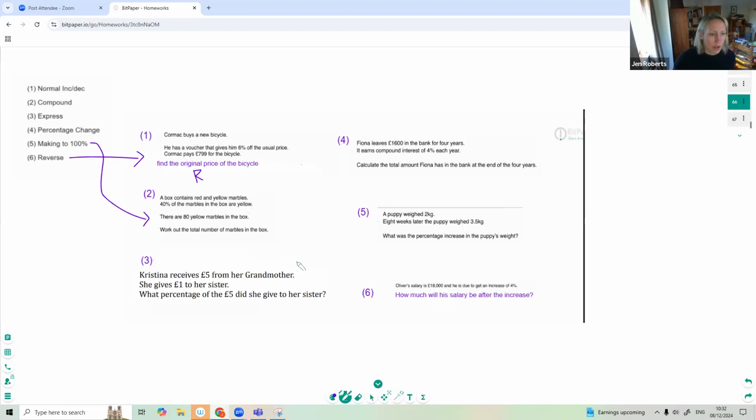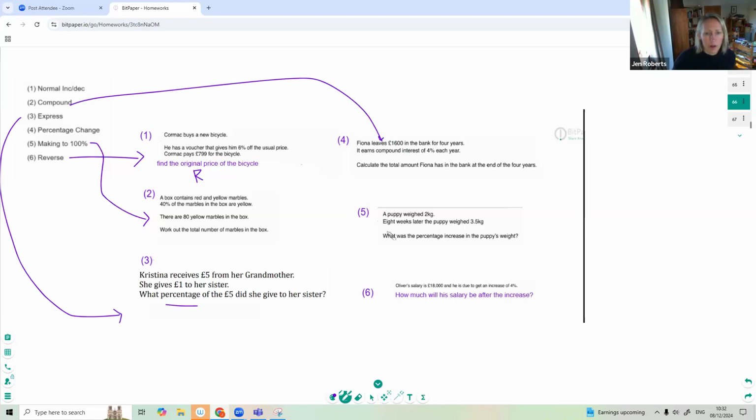Number 3. Christina receives £5 from her grandmother. She gives £1 to her sister. What percentage of the £5 does she give to her sister? We're asking for the percentage, but we're not asking for an increase, decrease, profit or loss. So it's an express. Fiona leaves £1,600 in the bank for 4 years, earns compound interest of 4%. We've got that word compound, but we can see it's happening for 4 years anyway, so it's compound.